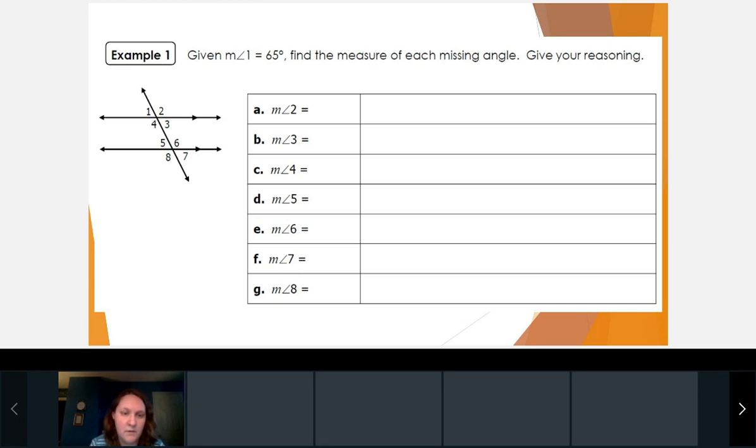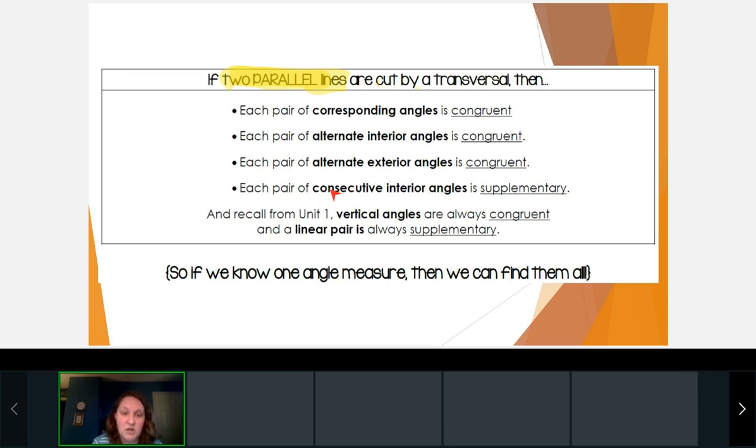All right. So in my example here, it says that the measure of angle 1 is 65 degrees. So I'm going to go ahead and just write 65 right here where angle 1 is. Find the measure of each missing angle. What's key here, and it's a little tiny detail, but it's very important, is do you see these little arrows right here? These little arrows mean that those lines are parallel. So now that those lines are parallel, all of these relationships on this page will hold.